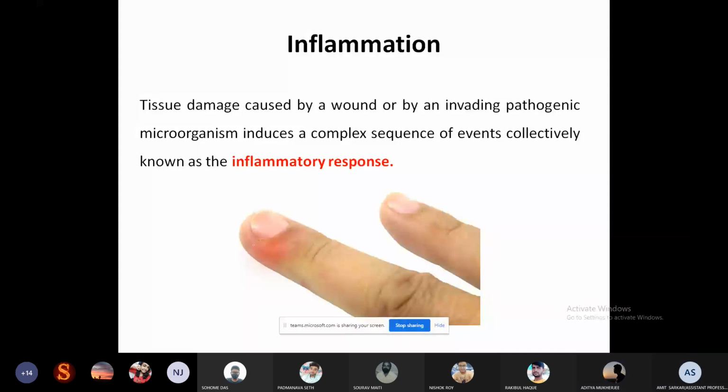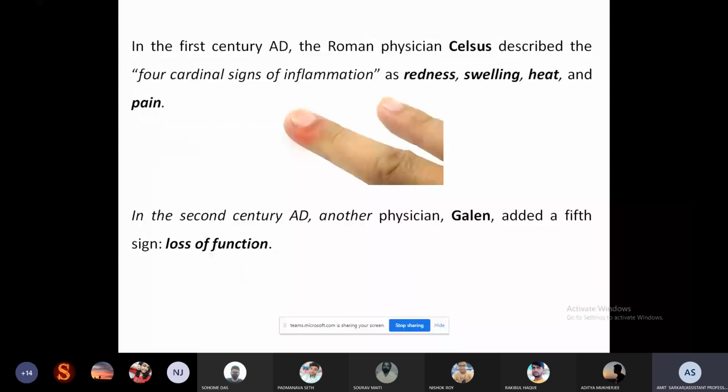That's why in the 1st century AD, a Roman physician, Celsus, described 4 cardinal signs of inflammation. Cardinal means important. They are redness, swelling, heat, and pain. I forgot to mention swelling earlier. So these are the 4 things you will notice if you are getting an inflammation anywhere.